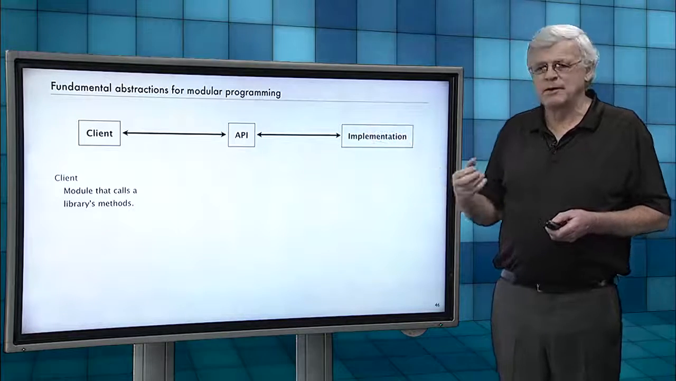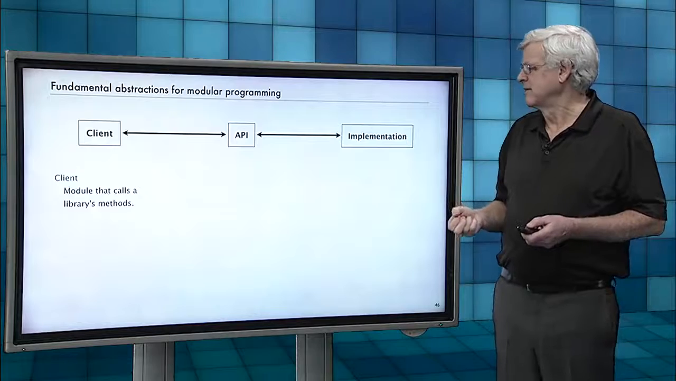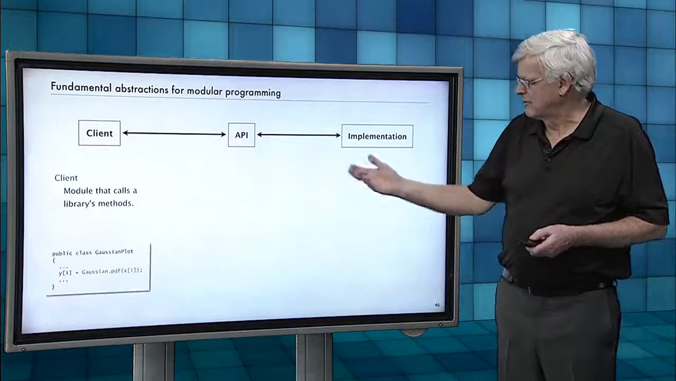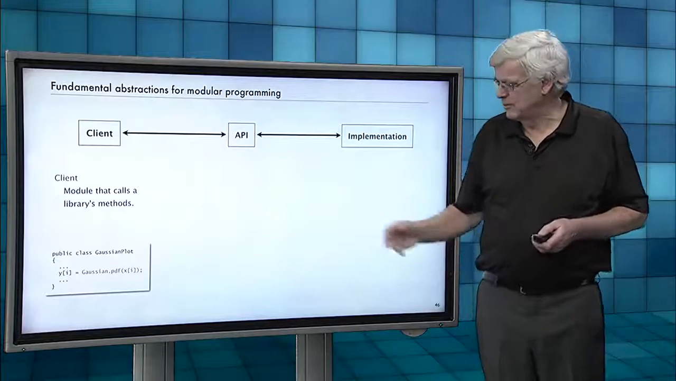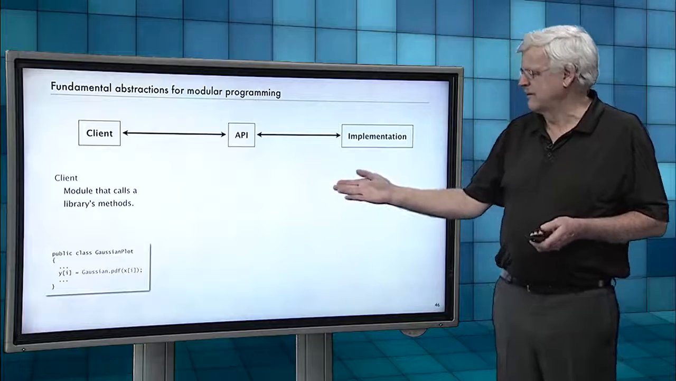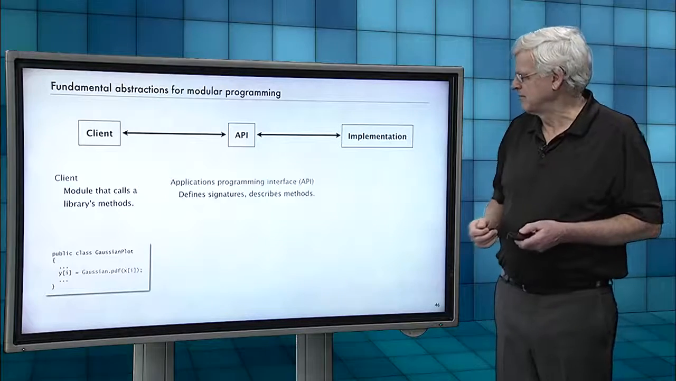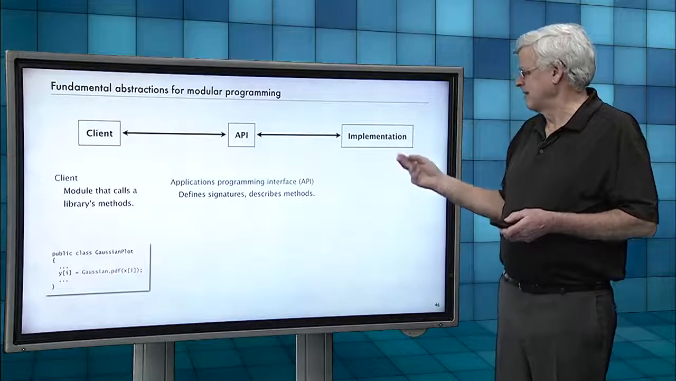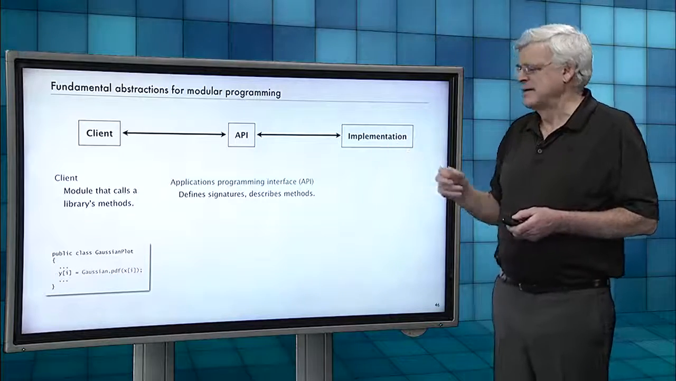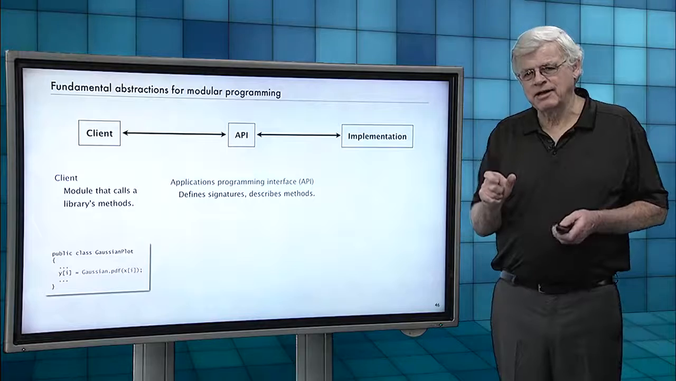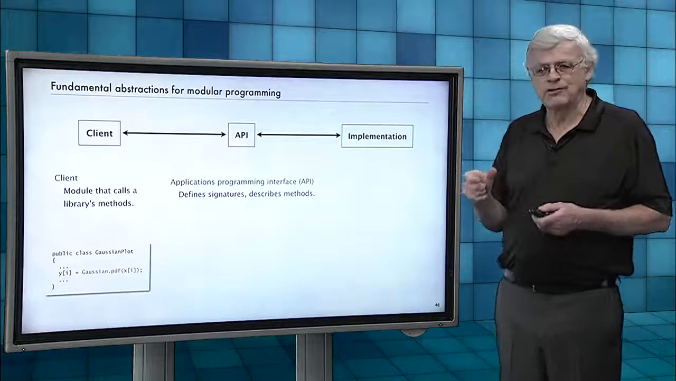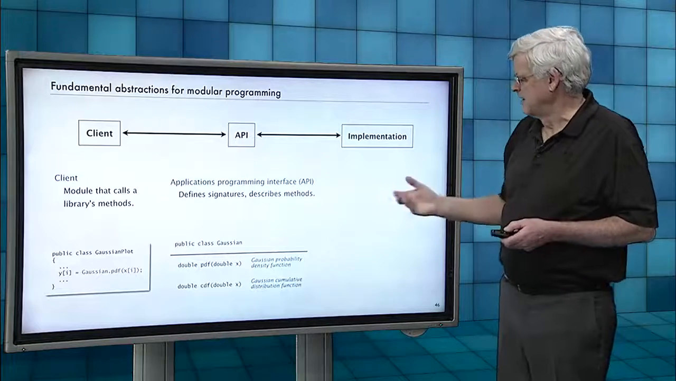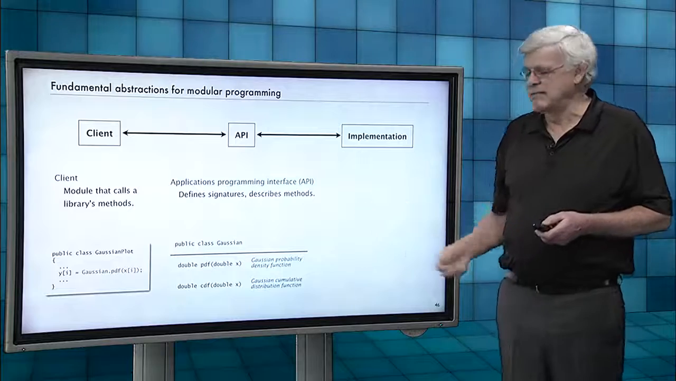So a client is a module that calls a library's methods. That's like our Gaussian plot, the last one that we did. It calls the method Gaussian.pdf. The API, called the Applications Programming Interface, tells the client what the signatures are and describes the methods. So we usually write APIs like this.